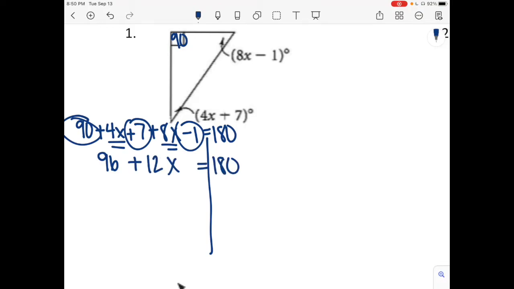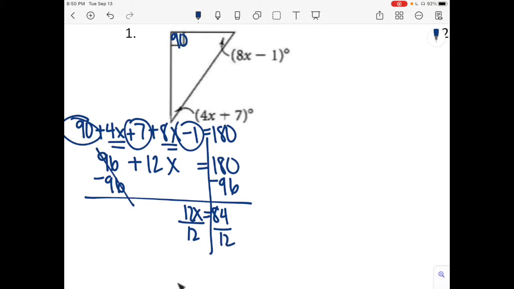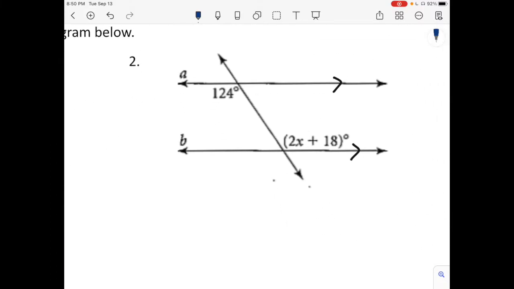So now I'm going to take away 96 from both sides to get that number with the 180. So now I have 12x equals 180 minus 96, which equals 84. So then the last step would be to divide by 12 on both sides to get x alone. So x equals 84 divided by 12, which is 7. All right, next one, feel free to pause as needed.